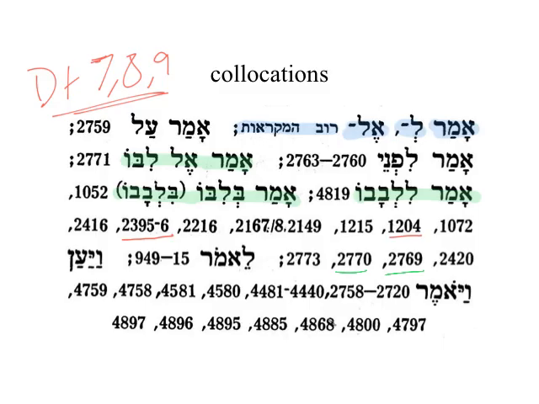So these collocations can be very helpful to narrow down an area of study, even in a very long and complicated entry like Amar.